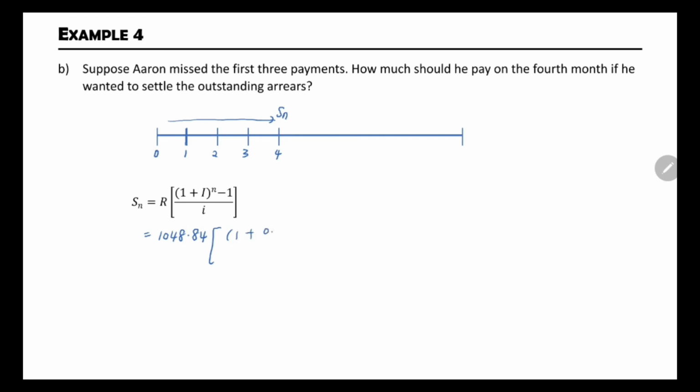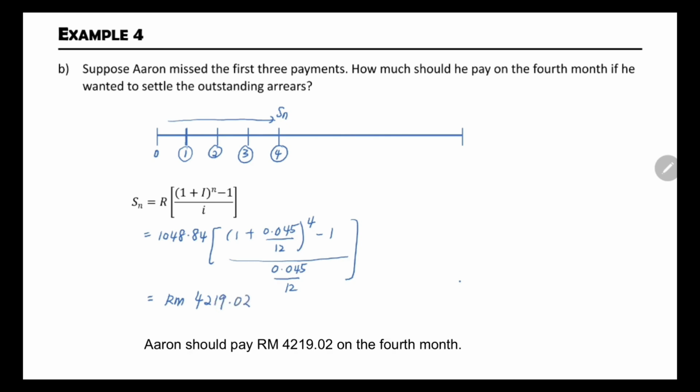1 plus i, 0.045 divided by 12, and N is 4, for the 4th payment, minus 1, over 0.045 divided by 12, equal to RM 4,219 ringgit and 2 cents. So Aaron should pay RM 4,219 ringgit with 2 cents on the 4th month.